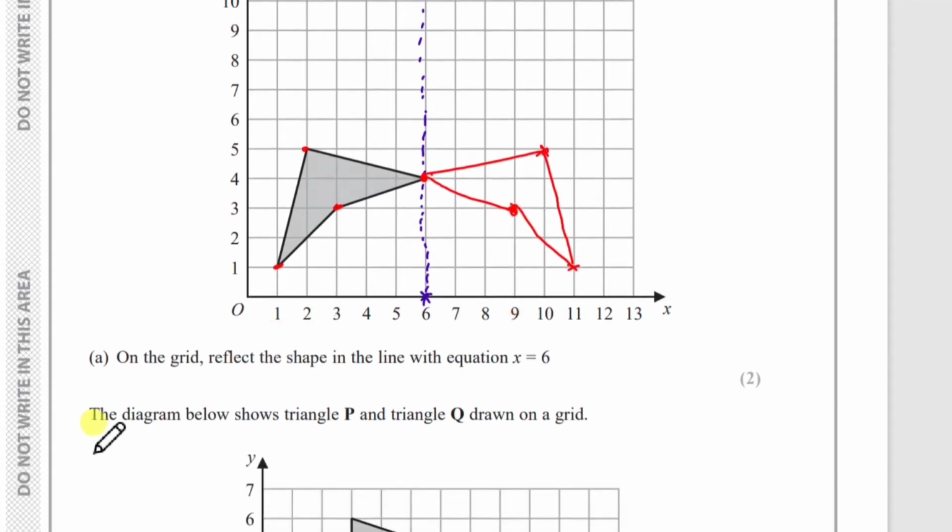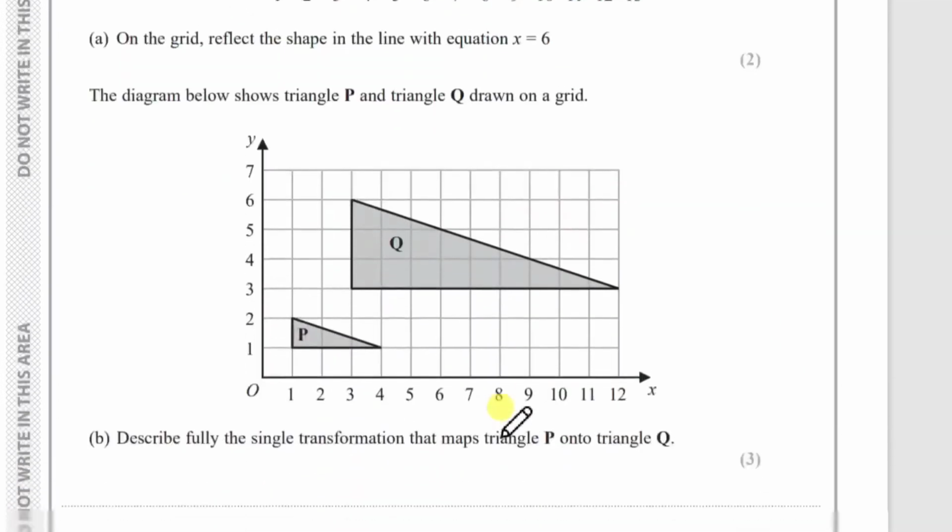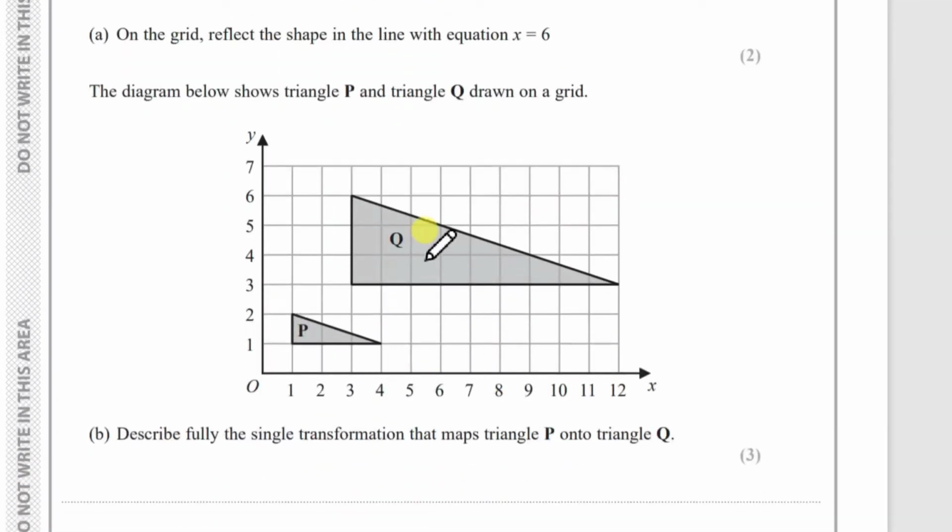And now it says the diagram below shows triangle P and triangle Q on a grid. Describe fully the single transformation that maps P onto Q. So it's trying to tell you what is happening here. Well, you firstly have to understand that this is actually an enlargement. So Q is basically just scaled up. It has become a bigger version of P.